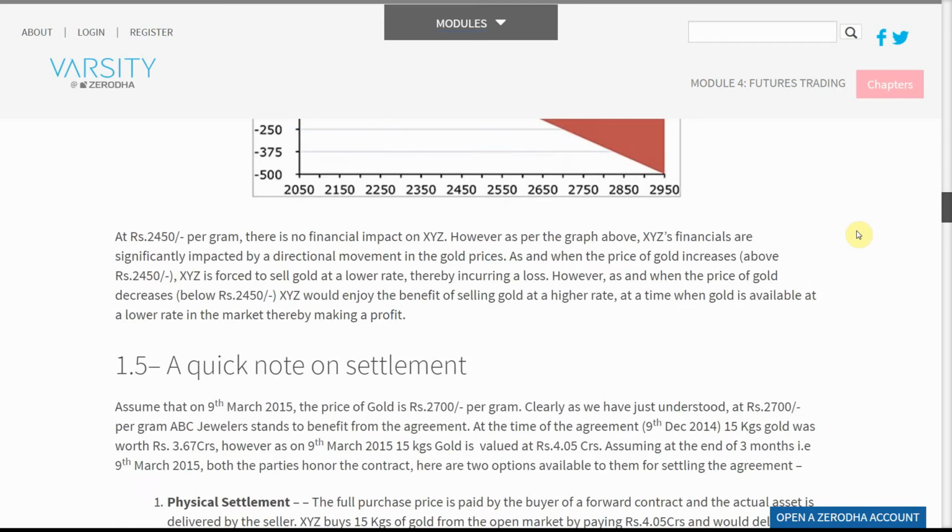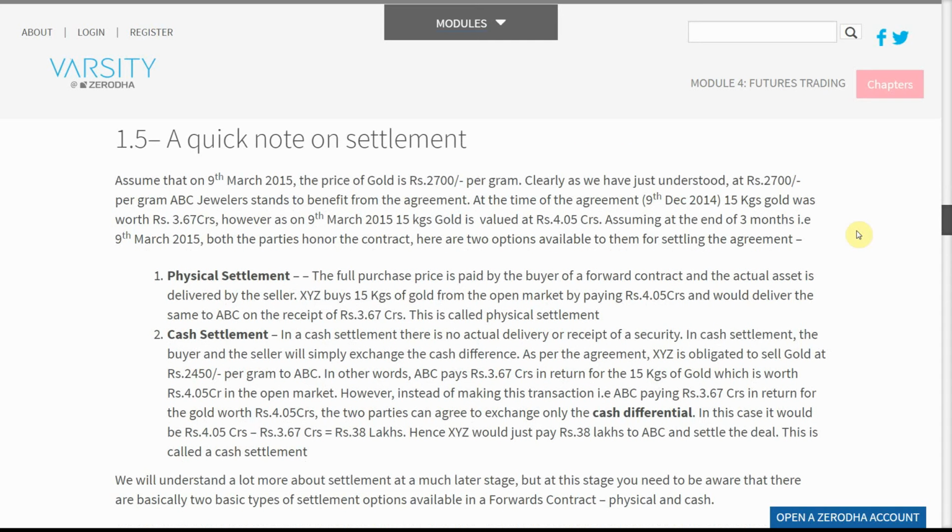1.5 A quick note on settlement. Assume that on the 9th of March 2015, the price of gold is 2,700 rupees per gram. Clearly, as we have just understood, at 2,700 rupees per gram, ABC Jewelers stands to benefit from the agreement. At the time of the agreement, the 9th of December 2014, 15 kgs gold was worth Rs.